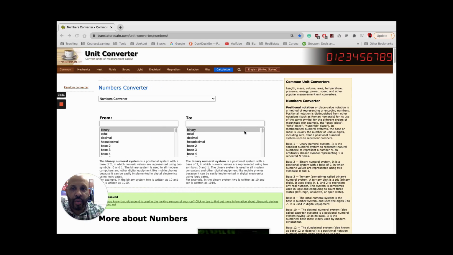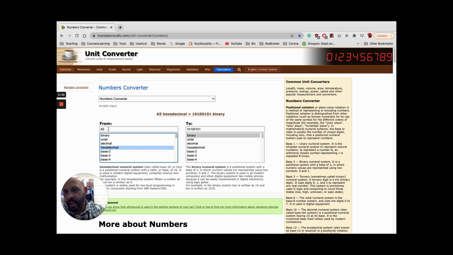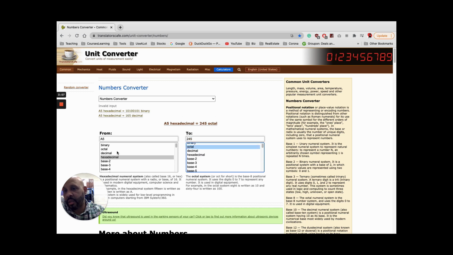Since I just showed you this, let me show you how the number converters work. Unfortunately there is no BCD here, this is just the numeric systems. But let's say that I have A5, and this is hexadecimal. I'm going to select hexadecimal, and then you're converting from A5 in hexadecimal. If you want to make it into binary, this is it. If you want to go to decimal, it's 165. If it's octal, you can select it, and that's how it works. As simple as that.